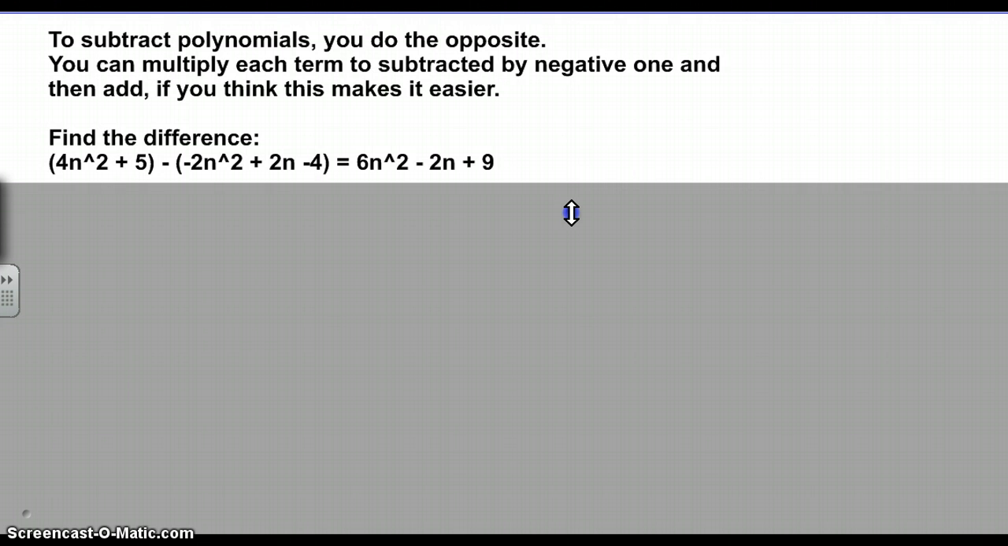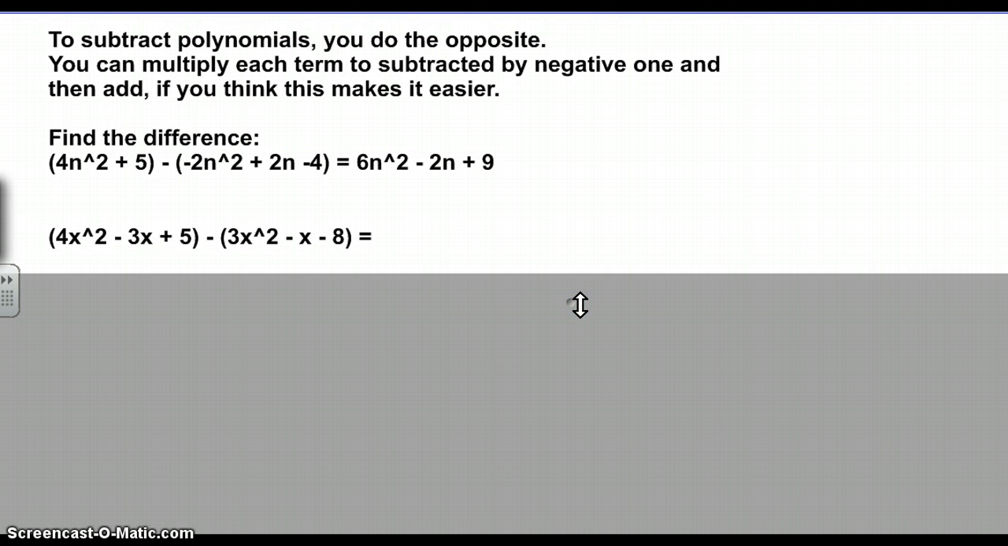We have 4n squared plus 5, and we're subtracting -2n squared plus 2n minus 4. Now remember, when you subtract a whole group of terms, a polynomial in the parentheses, you're subtracting every single term that's in there, so make sure you apply the negative to each one. So we have 4n squared minus a minus 2n squared, so it's plus a 2n squared. That becomes 6n squared. We have no n term in the first group, so we just keep the minus 2n. And then we have 5 minus a -4. That's a positive 9.